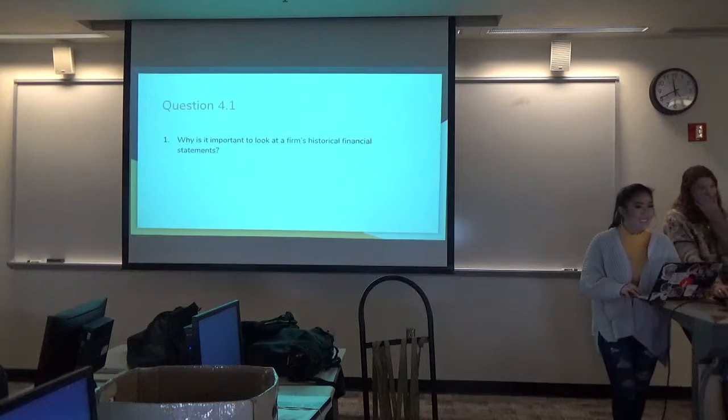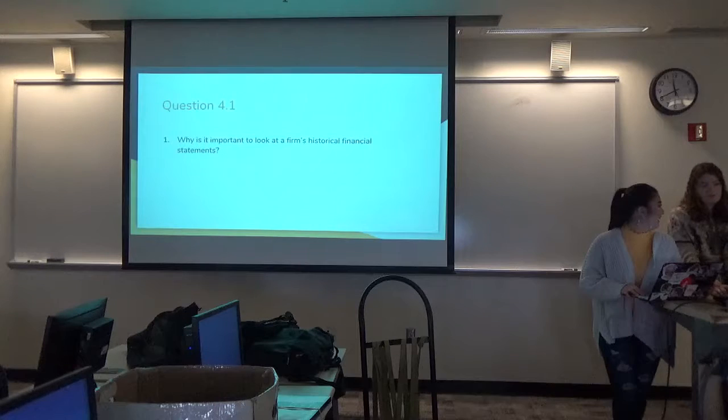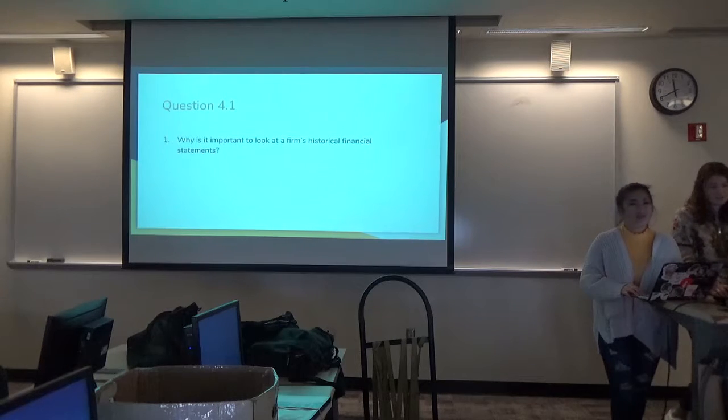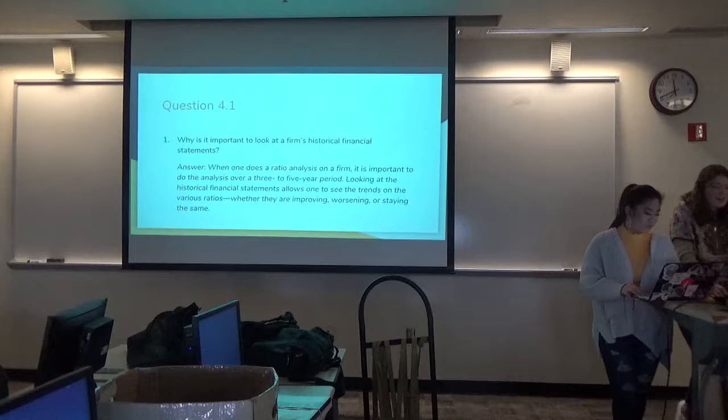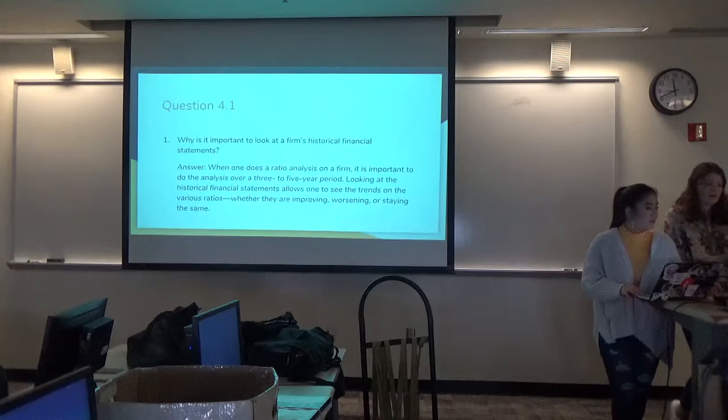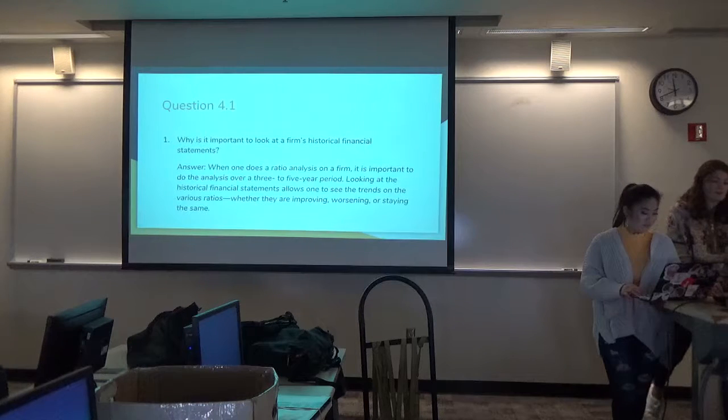Okay, so we wrote down 3 of the homework problems from this chapter. The first one is, why is it important to look at the firm's historical financial statements? And the answer is one does a ratio analysis on the firm. It is important to do the analysis over a 3 to 5 year period. Looking at the historical financial statements allows one to see the trends on the various ratios, whether or not they are improving, worsening, or staying the same.